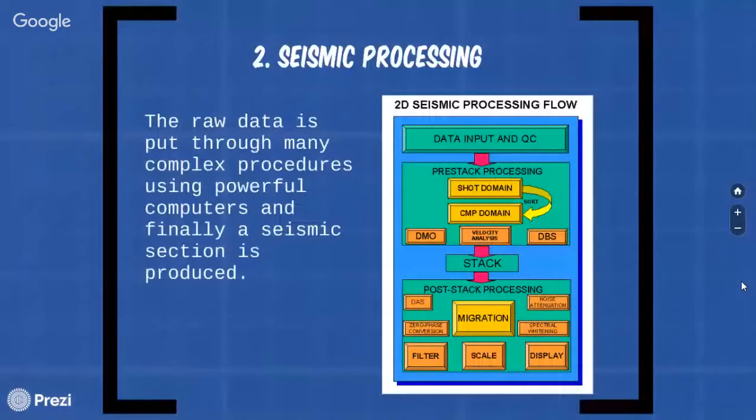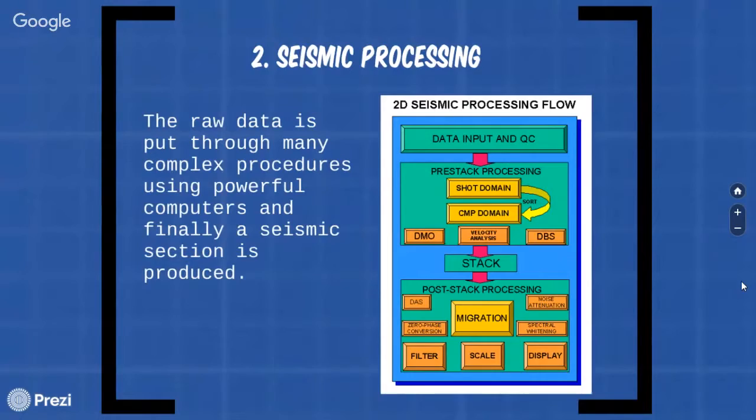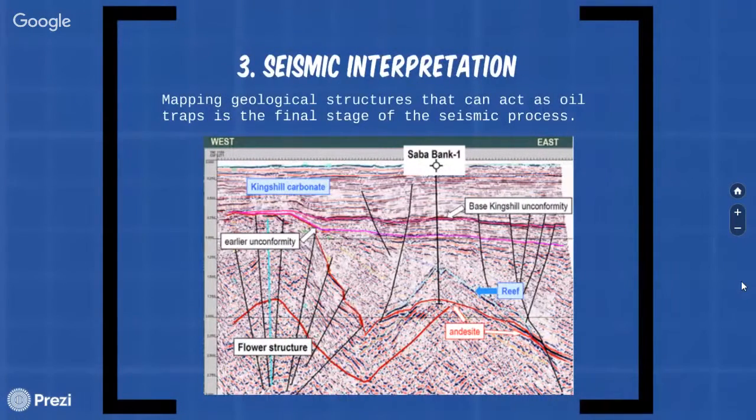Second one is seismic processing. Next, the data must be processed, where the raw data is put through many complex procedures using powerful computers, and finally a seismic section is produced. The last one is seismic interpretation: making sense of the seismic image, identifying and mapping geological structures that can act as oil traps, is the final stage of the seismic process.